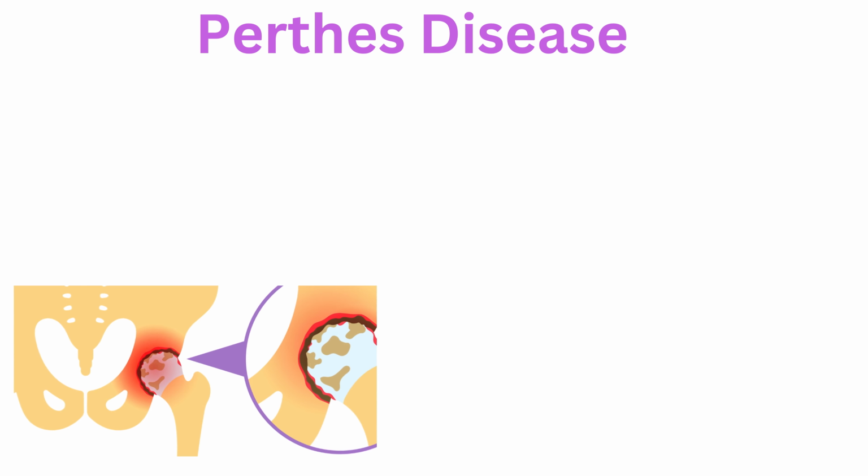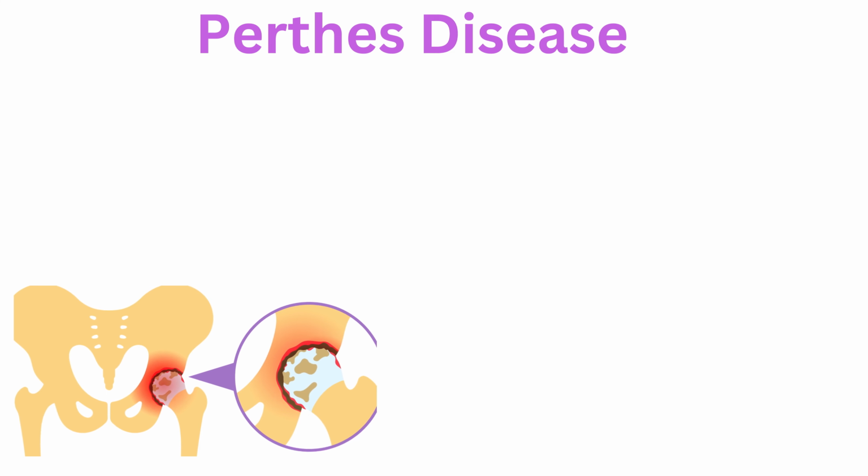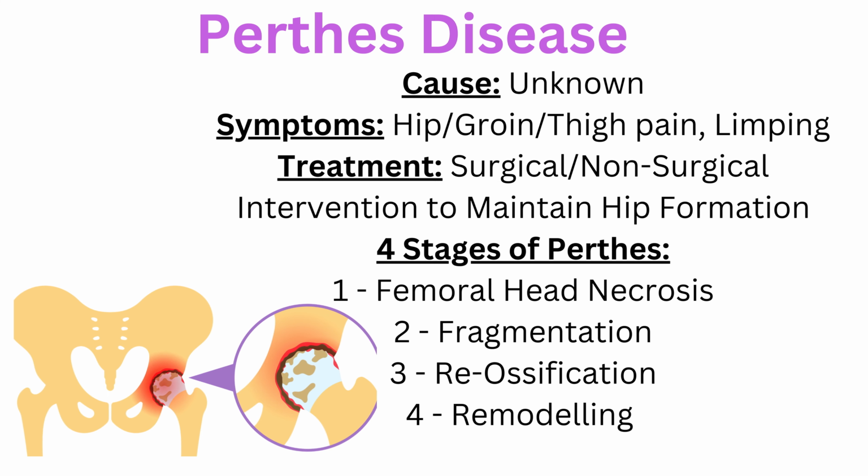Perthes disease is caused by a disruption to the blood supply of the femur. As a result of this, osteonecrosis of the femoral head occurs, and this affects its structure and function. The cause of this process is unknown to date. Sufferers will present with a number of symptoms such as pain in the affected area or limping. There are treatment options available for Perthes, such as surgical and non-surgical methods. The primary goal will be to maintain the hip formation as close to regular as it can be in order to maintain hip function.